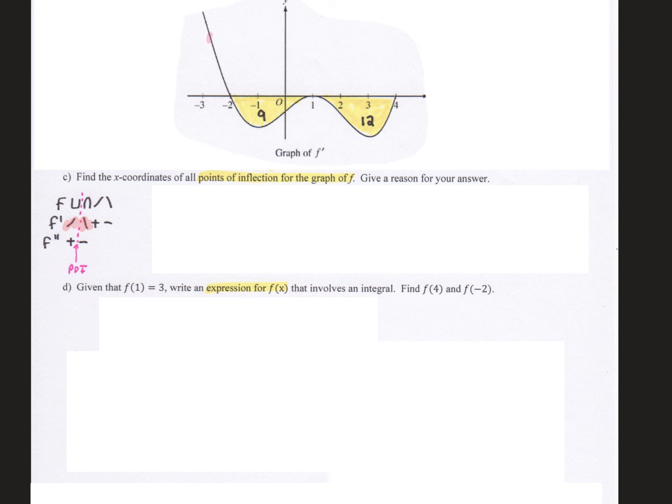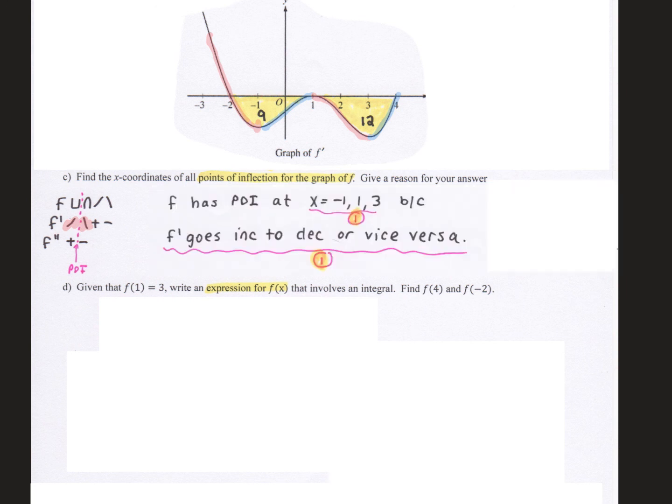So f prime is decreasing, decreasing, decreasing until I get to -1, and then it increases until I get to 1. Then it decreases again until 3, and then increases. So every time it makes a transition from increase to decrease or the other way around, I have a point of inflection. So my points of inflection are at -1, 1, and 3. And so you just give your 3 points. Your reason is just f prime goes increase to decrease or vice versa. Make sure that you give all 3 points to get this 1 point.